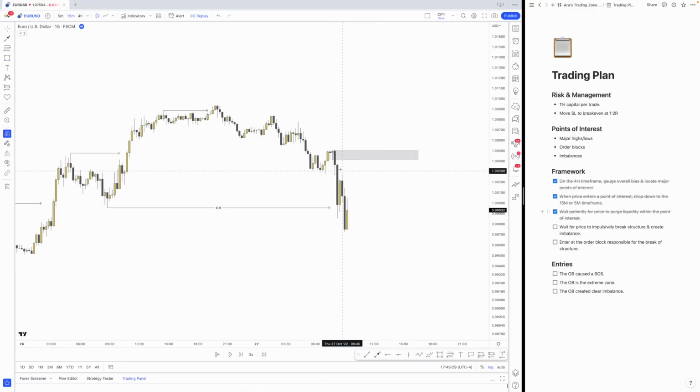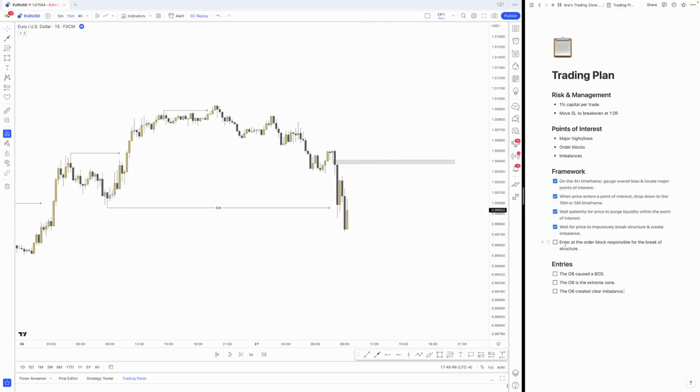Okay, now there is imbalance just below it. Let me eliminate that for a second so I can clearly highlight the imbalance. Between the low of that candle and the high of that candle is imbalance. There was some imbalance here as well, but price came back up and corrected that. However, there's still remaining imbalance right here. So we can check this off our list as well.